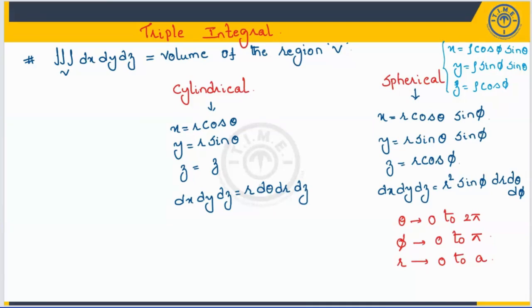But in this case, phi will be varying from 0 to 2 pi and theta will be varying from 0 to pi. When you are shuffling the angles, even the rotation of the angle should be changed. So this is all about your calculus, and with this, I conclude your calculus.